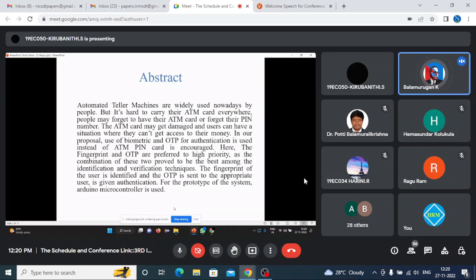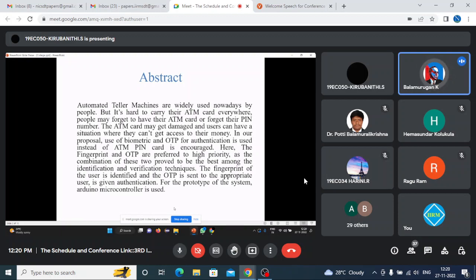Good morning all. I'll go on with the abstract. Automatic teller machines are widely used nowadays by people, but it's hard to carry the ATM card everywhere. People may forget to have their ATM card or forget their PIN number. The ATM card may get damaged, and users can have a situation where they can't get access to their money.